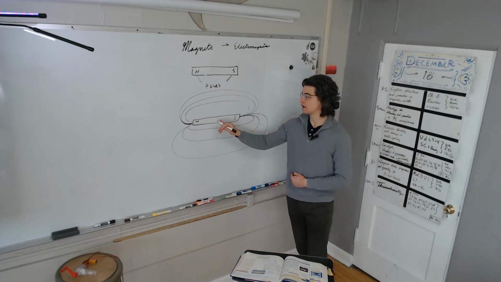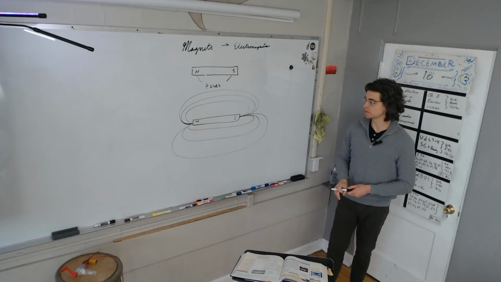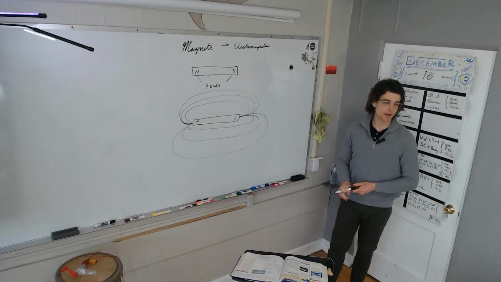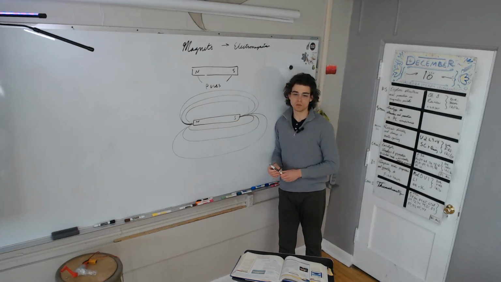Can you think of a way that if we wanted to double the strength of maybe the lifting strength of this magnet for objects that are not themselves magnetic, what could we do to this to make it so the field lines were denser in one specific location?